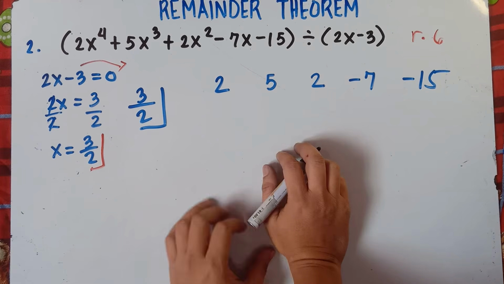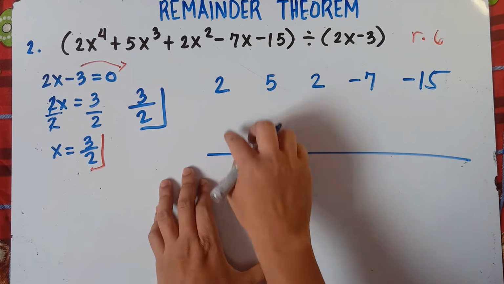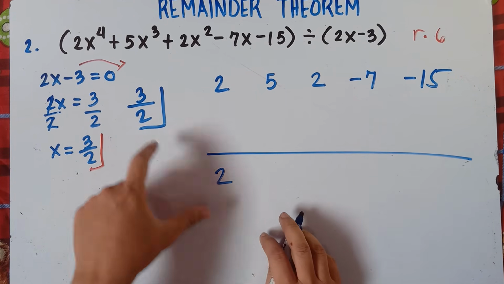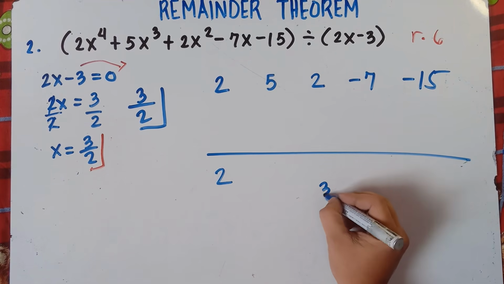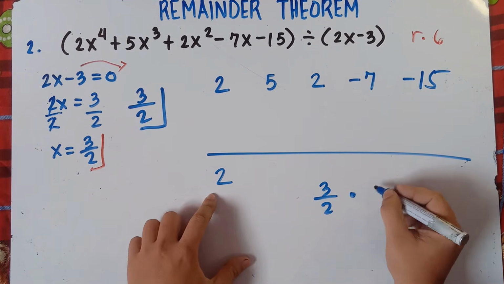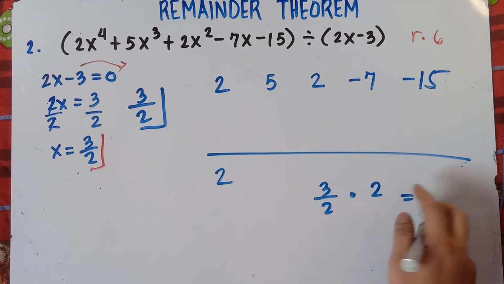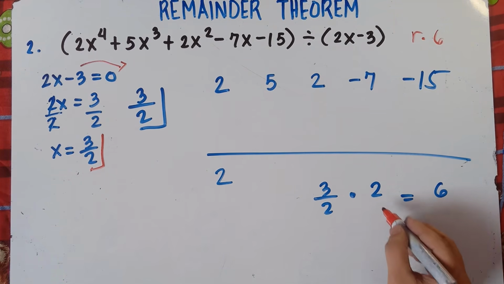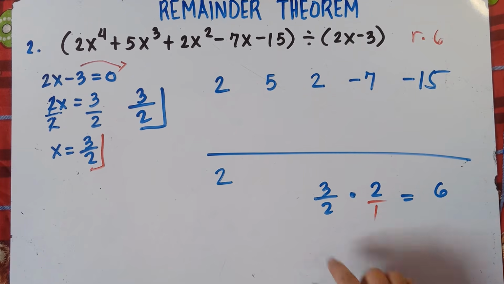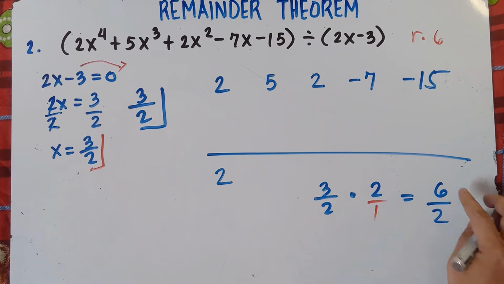Alright, so first thing to do, you bring down 2. Then you multiply, class. 3 over 2 times 2. You can multiply this one. 3 times 2 is 6. Then understood that there's 1 here in the numerator. 2 times 1 is 2. Then 6 divided by 2, that is 3. So 3.